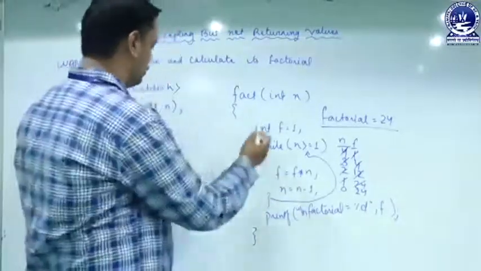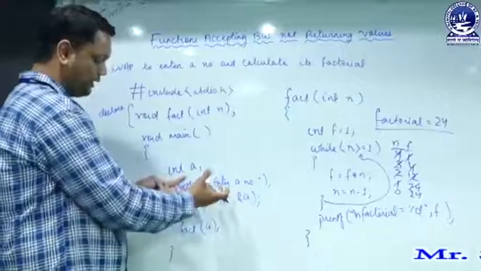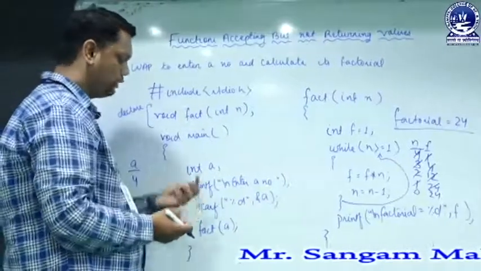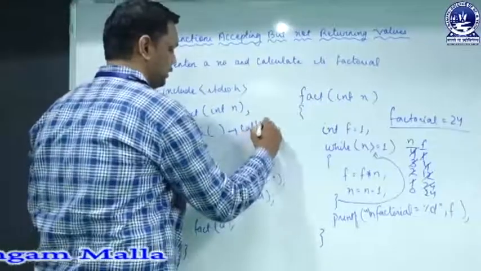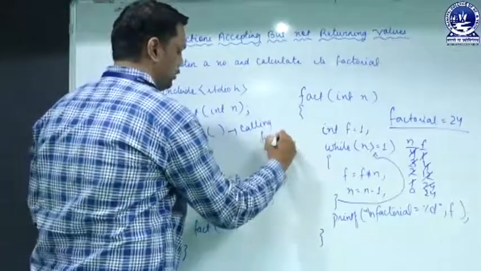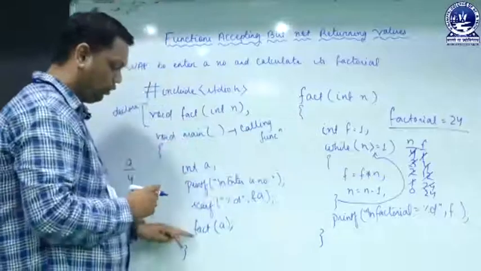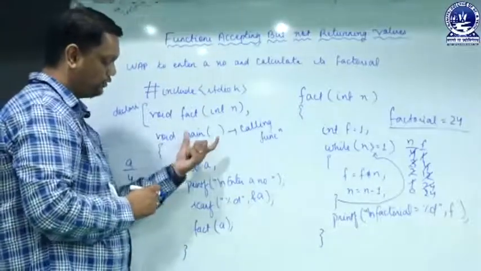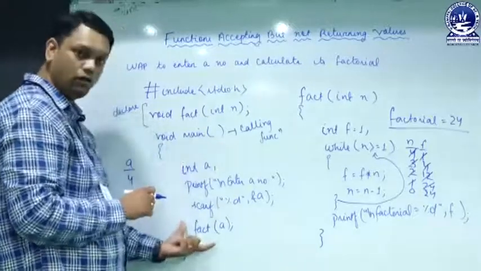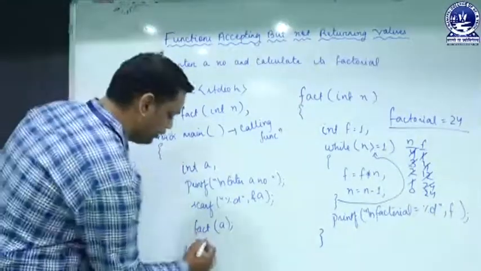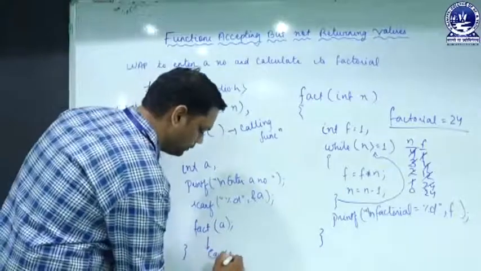So in this process, we have collected the value from the user through the main function. So here main function is the calling function. Why is it known as the calling function? Because main function called the fact function. So a function which calls another function is the calling function, and the function which is being called is called the called function. So here fact is the called function.